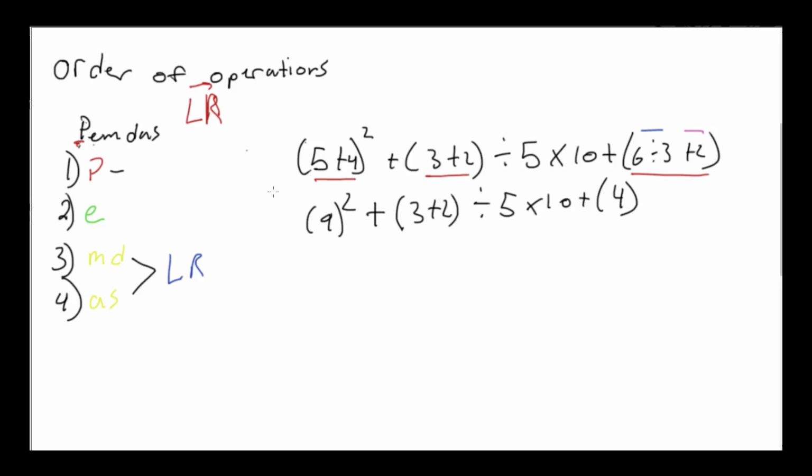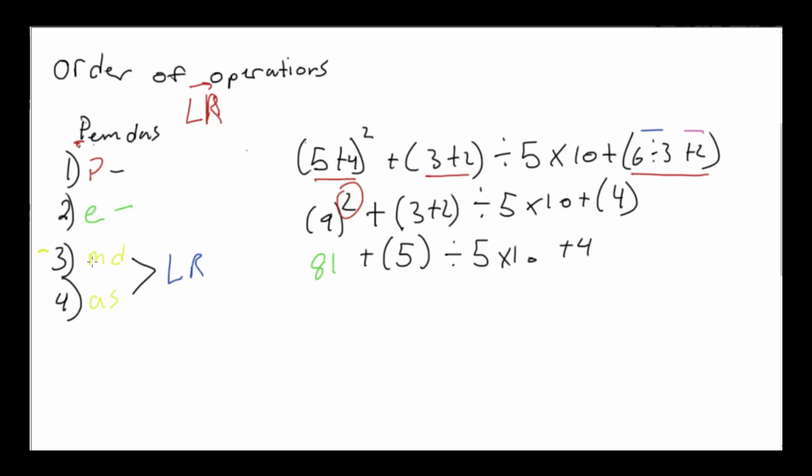We're on step 2. We have one parenthesis here. So now we're going to end up with 81 plus, well, I could have gone ahead and done 5 divided by 5 times 10 plus 4. So now we're going to look again. We have finished step 2. Now we're going to move on to step 3.